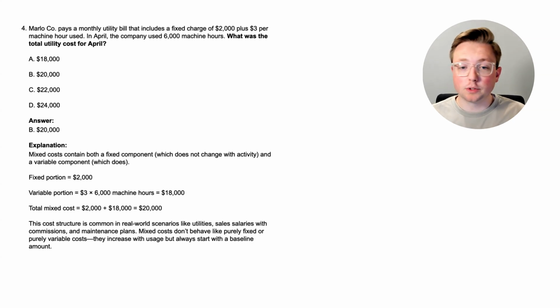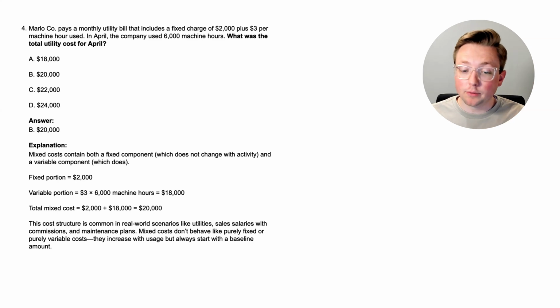So the fixed portion here was the $2,000. That's like the baseline fixed charge of $2,000. And then the variable portion was $3 per machine hour, and there were 6,000 machine hours, so that's $18,000 of variable cost. So we take those two together, and that's $2,000 plus $18,000, giving us $20,000. And again, that concept probably isn't too difficult to wrap your head around.